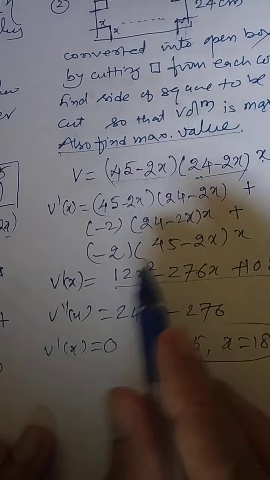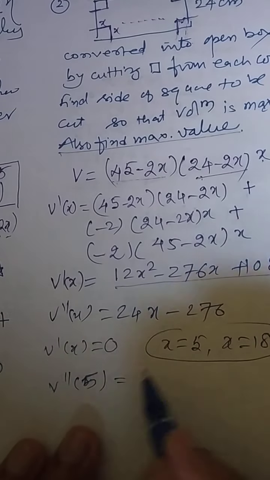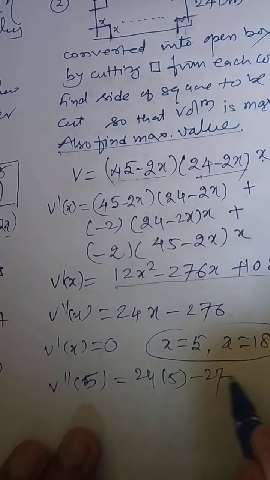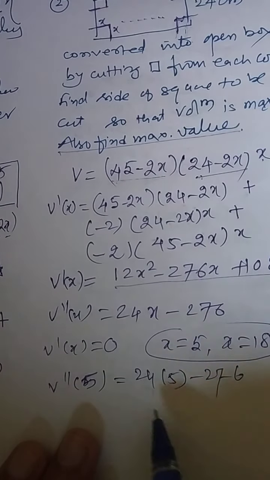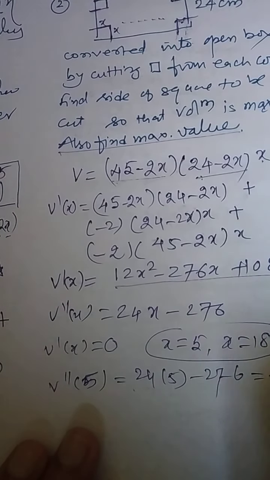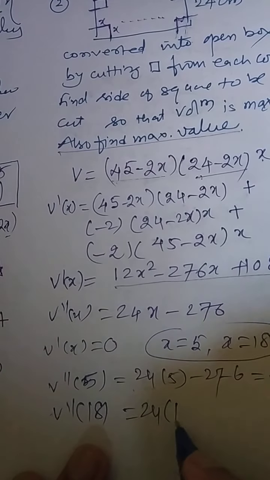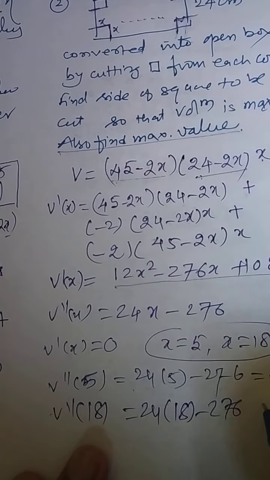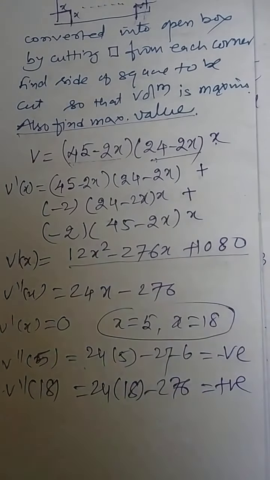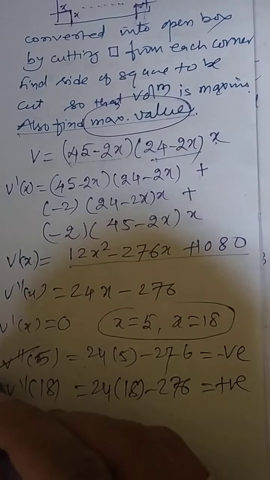Now I am replacing these in the second derivative. V double dash of 5: look here, this is 24 into 5 minus 276, this is 120 minus 276, you are getting negative. And V double dash of 18: you are getting 24 into 18 minus 276, you are getting positive. You require maximum volume. For a maximum value, the second derivative must be negative. So this is the answer.